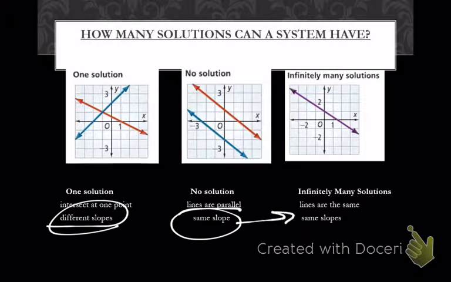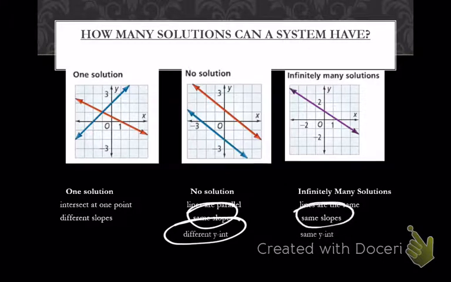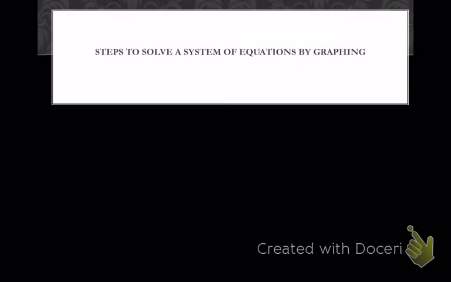Well, they also might be the same line. So we have to check and go a step further here and say that, all right, if the slopes are the same and the y-intercepts are different, then the lines are going to be parallel and there's not going to be any solution. Whereas if the slopes are the same and the y-intercepts are the same, then the lines are going to be the same and there's going to be infinitely many solutions. Okay? So just kind of give us an idea of what we're looking for.